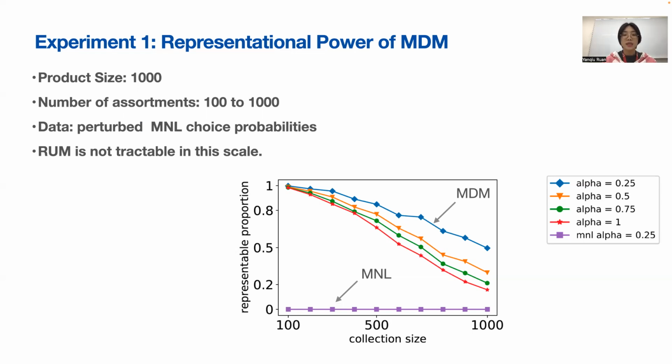RUM quickly becomes intractable as the number of products increases. It cannot run at this scale. Here we compare the performance between MNL and MDM. As you can see from the figure, MNL cannot represent the choice probabilities even for a small perturbation, while MDM shows good representational power and is much more robust than MNL. The computation for this verification is efficient. Even for 1,000 products with 1,000 assortments, checking the representability conditions of MDM takes less than 1 second.